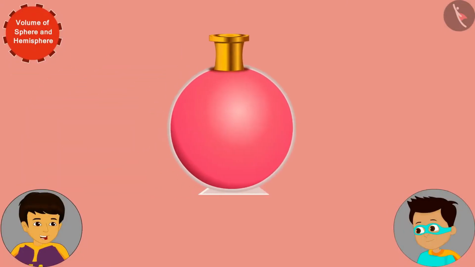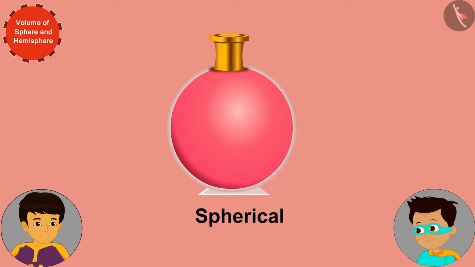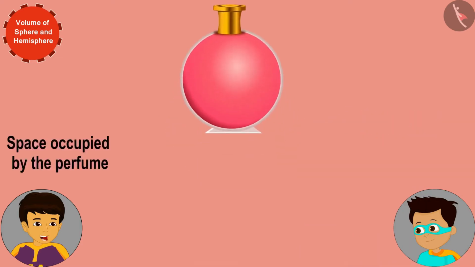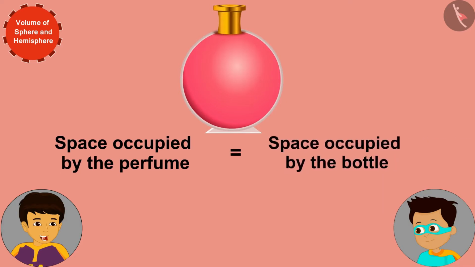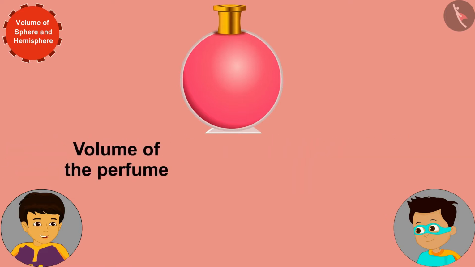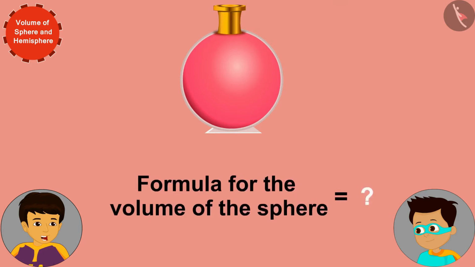Thomas, the part of the perfume bottle in which the perfume is filled is spherical. And because the bottle is made of thin glass, we would consider its thickness to be negligible. Therefore, the space occupied by the perfume in the bottle is equal to the space occupied by the bottle. In other words, the volume of the perfume will be equal to the volume of the spherical bottle. Do you remember the formula for the volume of the sphere?